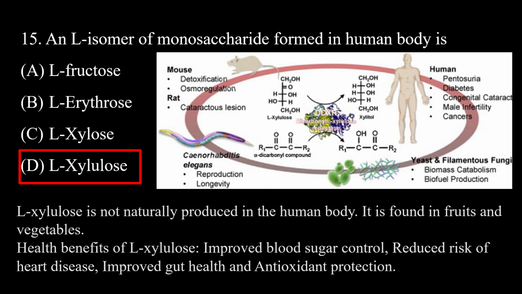This L-xylulose is not produced in the human body, but we take it from external sources like fruits and vegetables. L-xylulose performs the following functions. They are involved in health benefits in the body. They improve blood sugar control. They are involved in reducing the risk of heart diseases, and they also improve gut health, and they are also involved in protection as antioxidants.